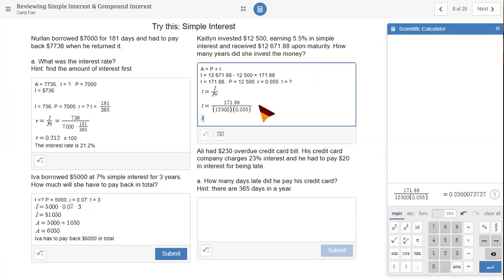Okay, so time is equal to 0.25. Now 0.25 is a quarter of a year. Now we know that a year is equal to 12 months. So if we took a quarter of 12 months, that would be equal to 3 months. So how many years did she invest the money? She invested it for a quarter of a year, or we could say she invested it for 3 months.